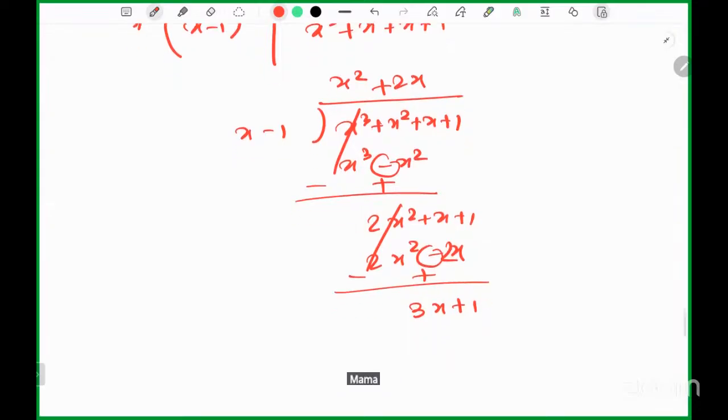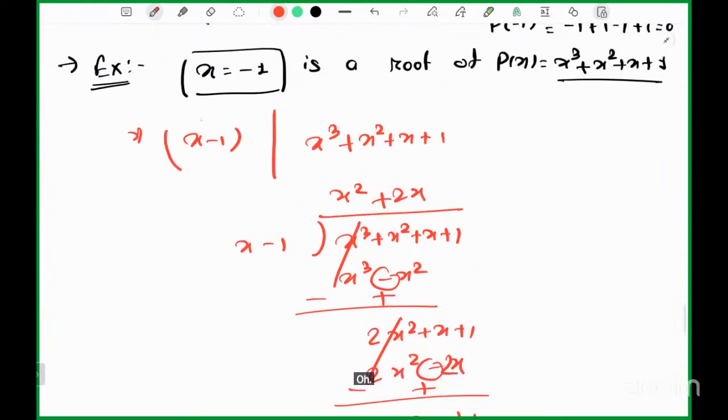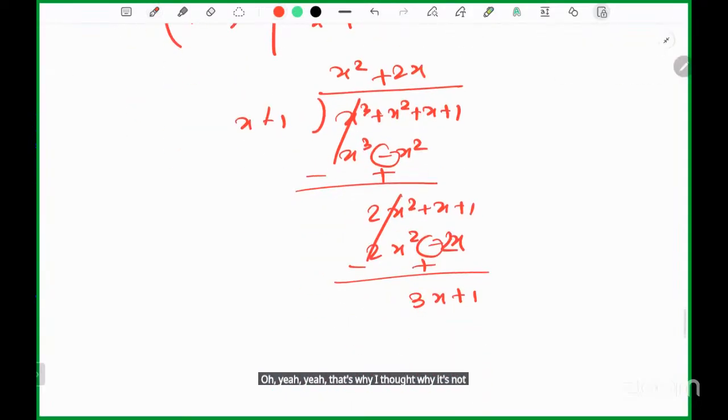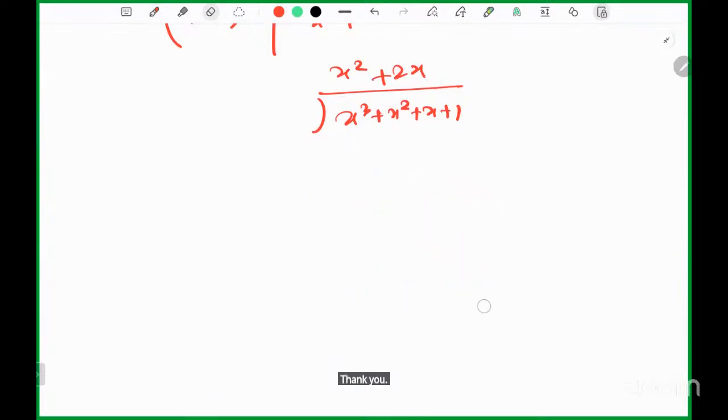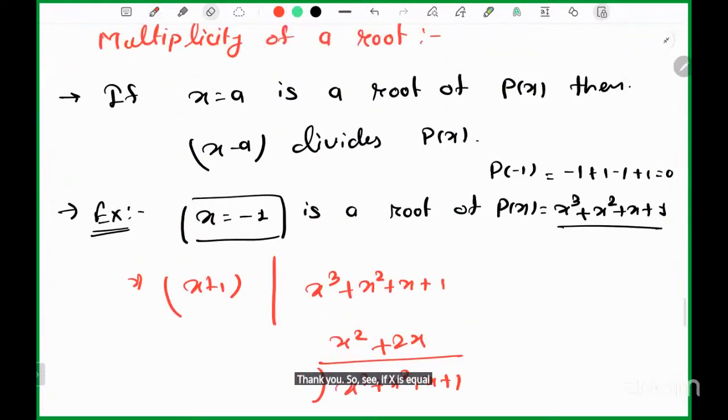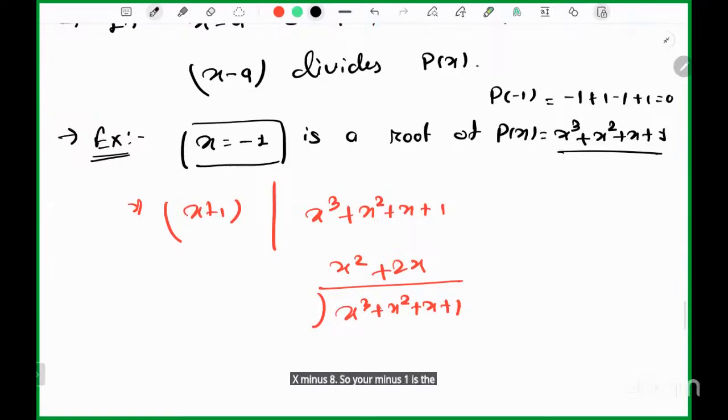Ma'am, we should divide by x plus 1, na? Oh, yeah. That's why I thought, why is it not working? Yeah, correct. x plus 1. Thank you. So see, if x equals a is a root, then x minus a is a factor. Here minus 1 is the root, so we have to divide by x plus 1.